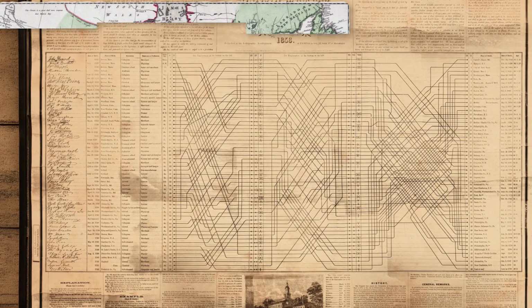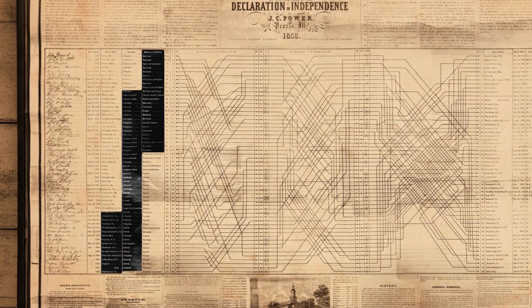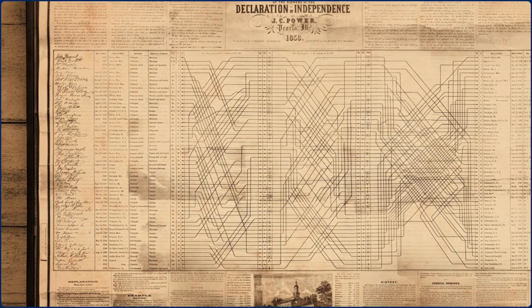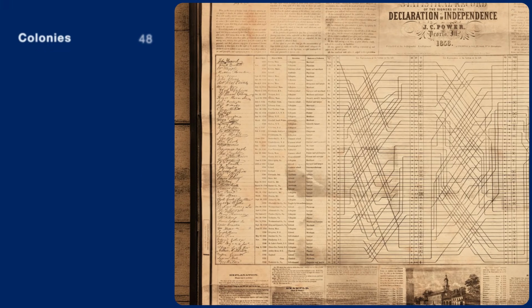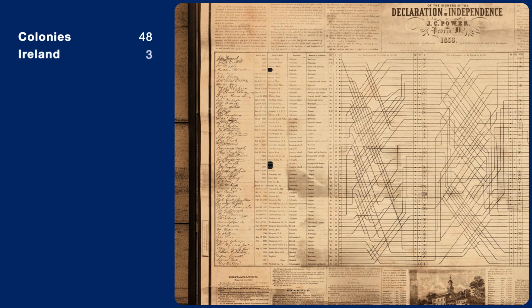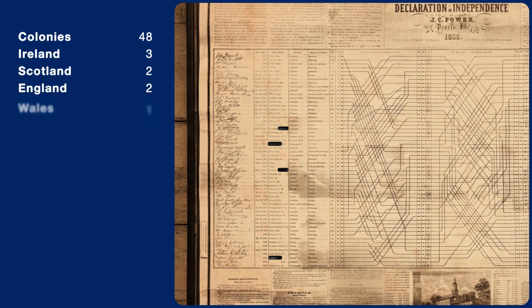Now, next to the name of each signer, we also get their date of birth, place of birth, education, and profession. I'll come back to the birth dates in a moment, but for now, take note that of the 56 signers, only 48 were born in the colonies. The others included 3 born in Ireland, 2 in Scotland, 2 in England, and 1 in Wales.